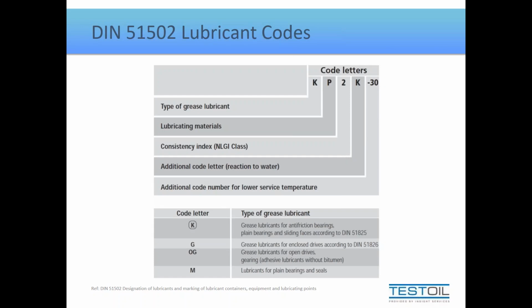The example I'm using here is a KP2K minus 30. The first K refers to basically the application of the grease, what kind of grease it should be. The second letter tells us a little bit about how it's made up. The third one, the 2, though, that is the NLGI consistency number. So this is an NLGI 2 grease. The second K happens to refer to how well it reacts with water. You'll see that in the coming slide. And then the very last one is a maximum or minimum, I guess would be the better way of phrasing it, service temperature. So we get quite a bit of information out of that if you know how to break that down.